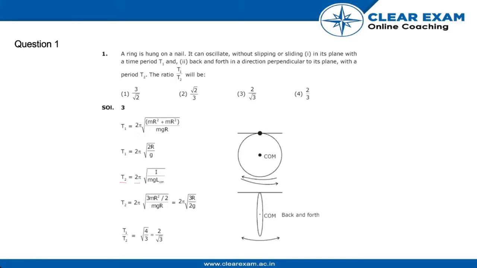T is equal to 2 pi root of moment of inertia over mass of the object into g into length of the pivot till the center of mass of the object.